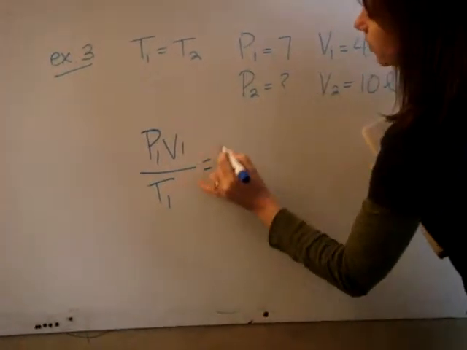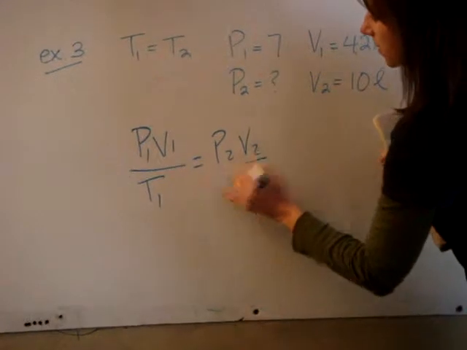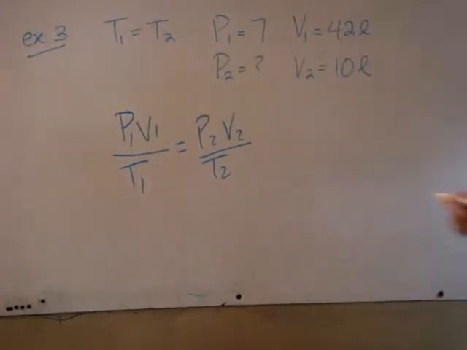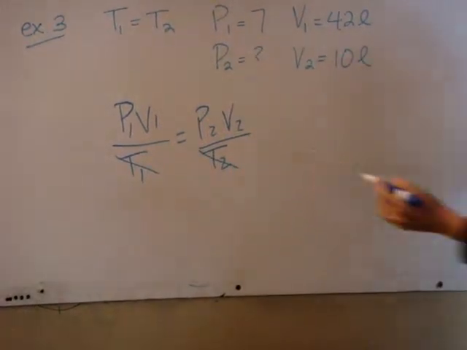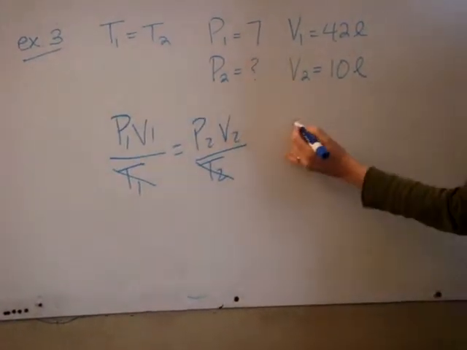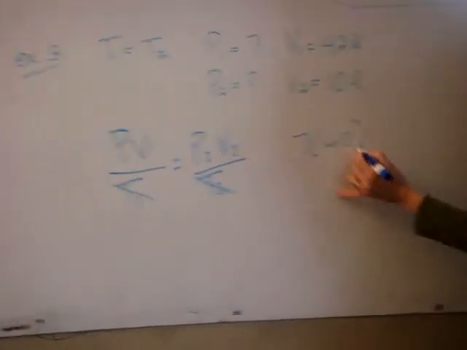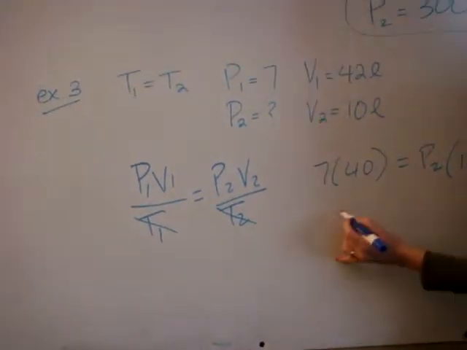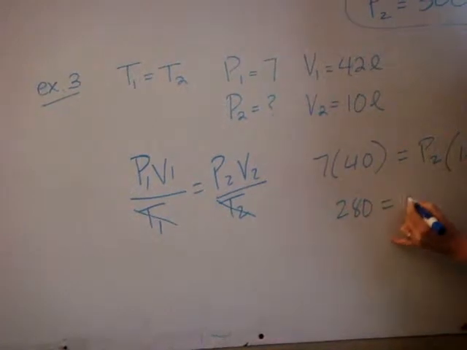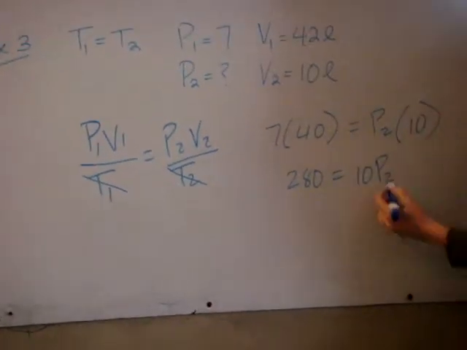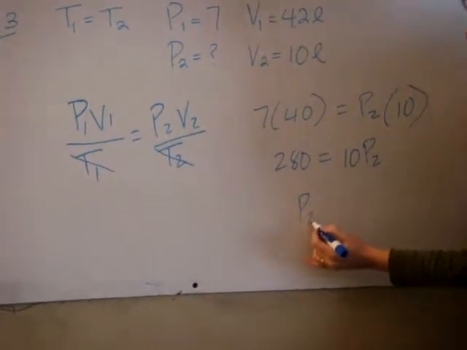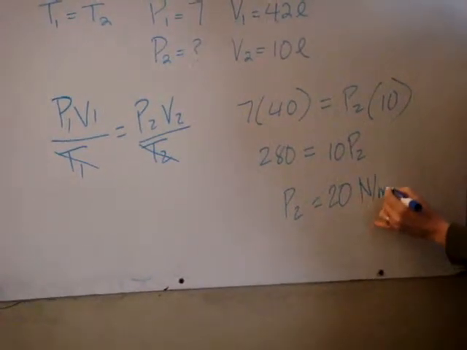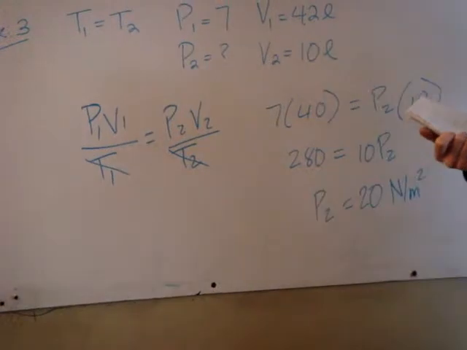So let's write down our formula. You will have this memorized by the time you do all your problems. It's not a very difficult equation. So we can cross out the temperatures because it's held constant. We fill in what we know. It would be 7 times 42 equals pressure 2, we don't know, times 10. So we get 280 equals 10 pressure 2. Divide both sides by 10, we get pressure 2 equals 28. I think that's what the problem's in.